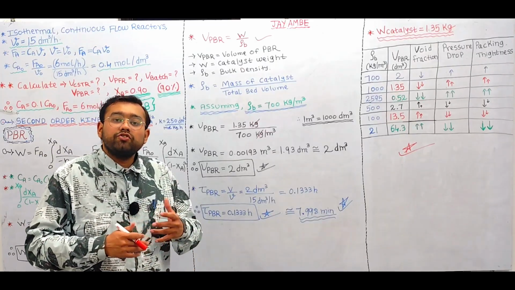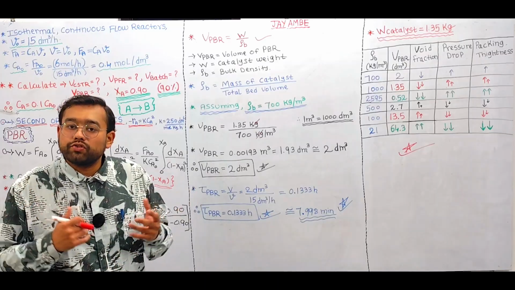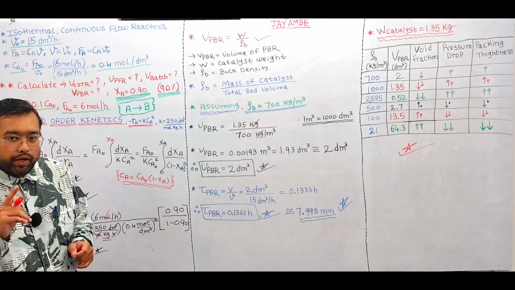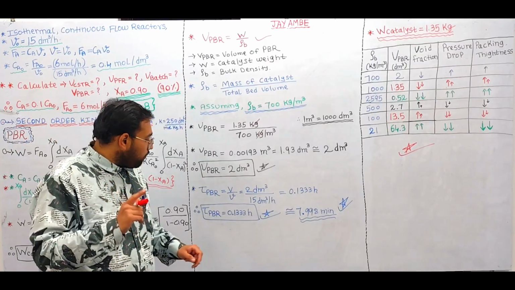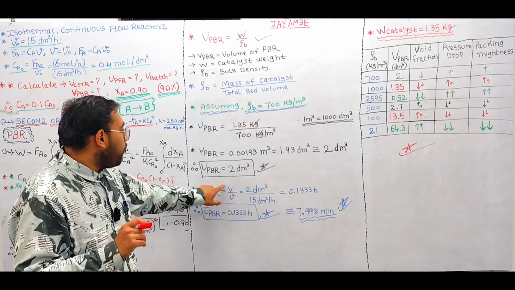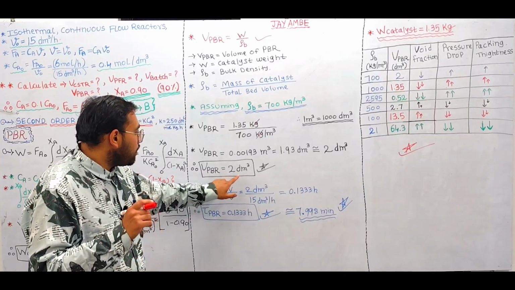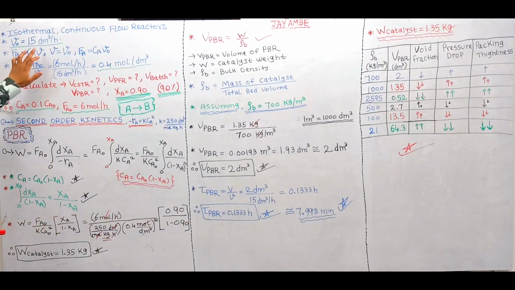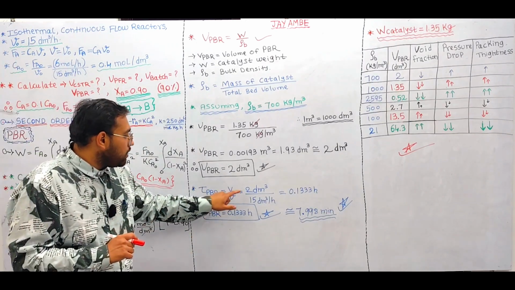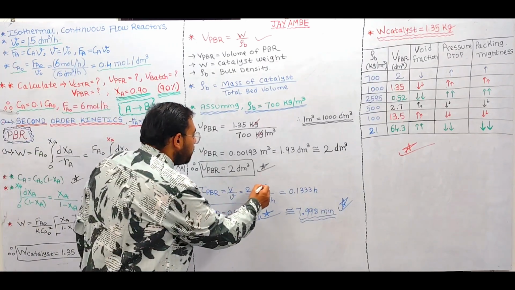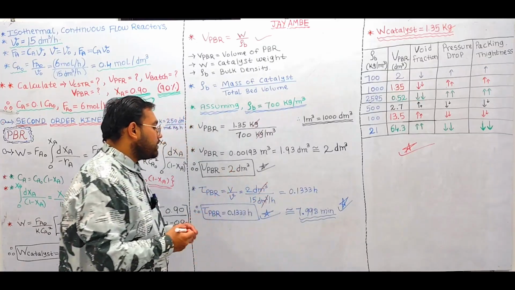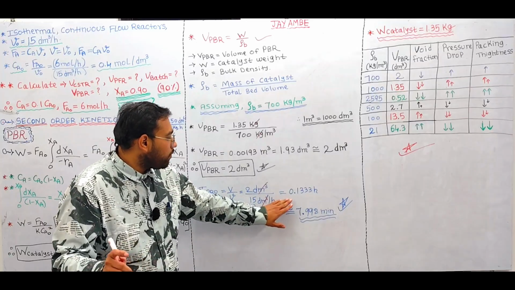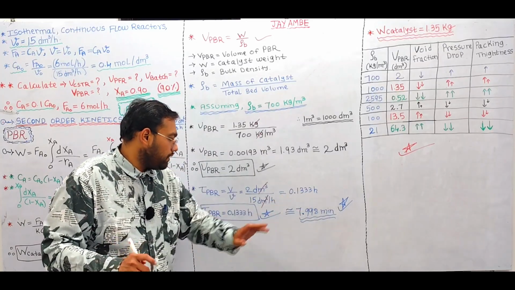So the reaction time, which is equal to the space time, right? Which means now we are going to use the fundamental concept of the space time. The space time is the ratio of volume to its volumetric flow rate. The volume of the packed bed reactor comes out to be 2 cubic decimeter, and the volumetric flow rate is 15 cubic decimeter per hour, right? So from the numerator and denominator, the cubic decimeter will get cancelled off. So finally, we will remain with tau PBR, which is equal to 0.1333 hours, right?